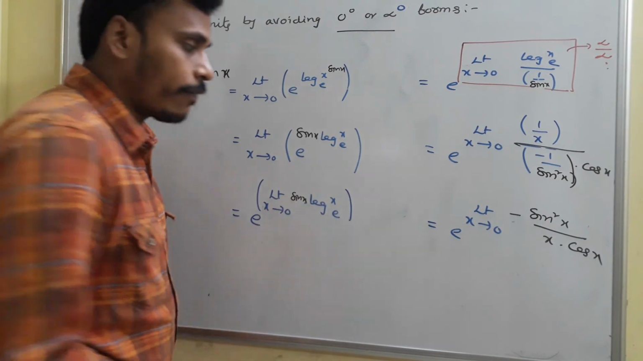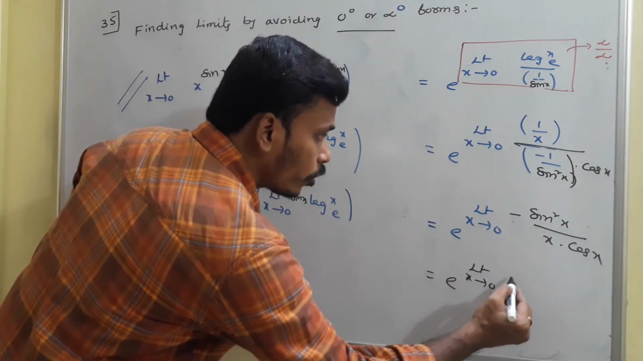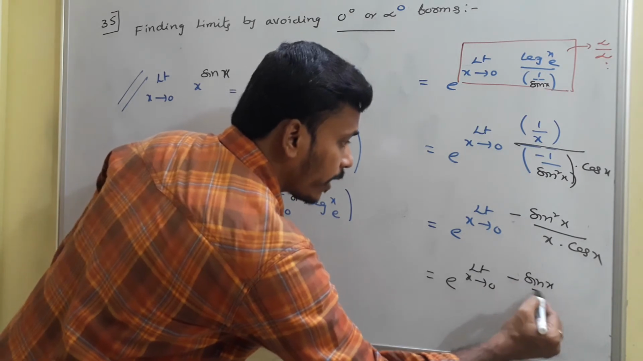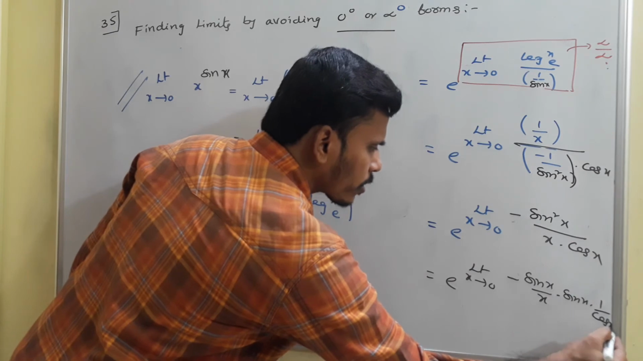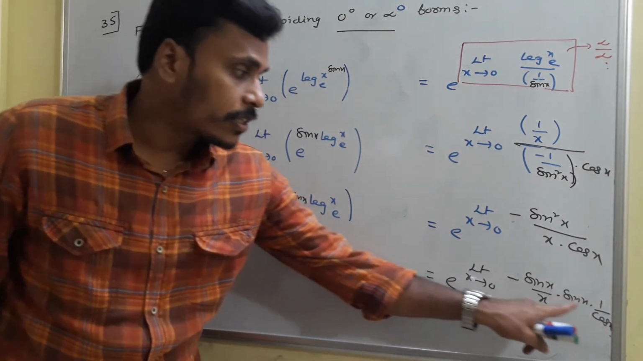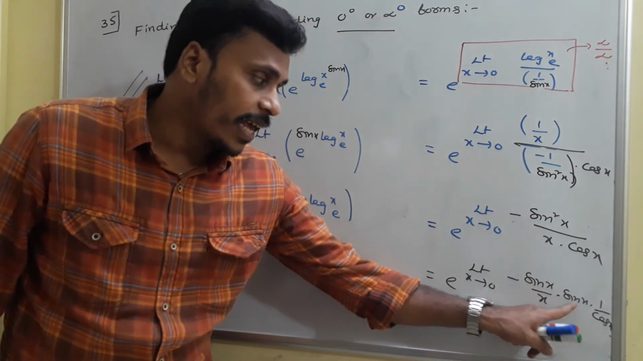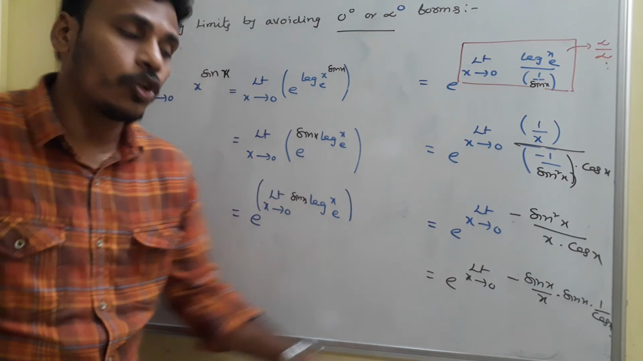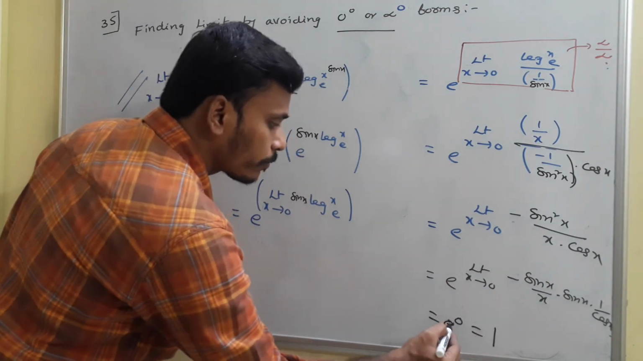Just observe it very carefully. This is equal to e power limit x tends to 0 of minus sin x by x into sin x into 1 by cos x. This sin x by x as x tends to 0 is 1. This 1 by cos x as x tends to 0 is 1. But this sin x as x tends to 0 is 0. So this is equal to e power 0, and the value is 1.